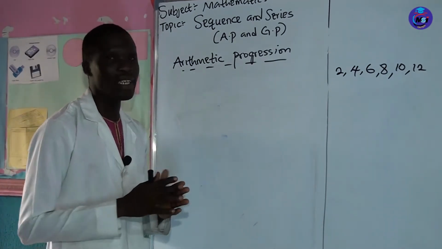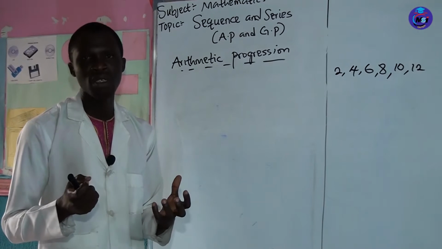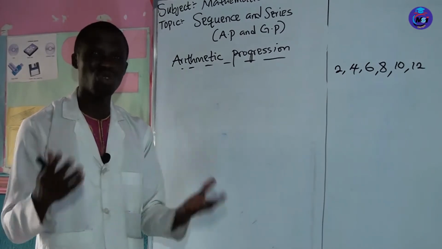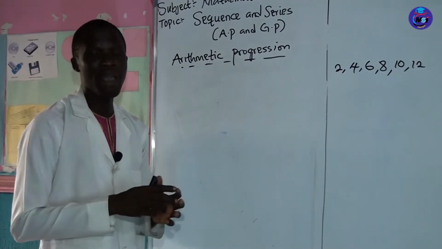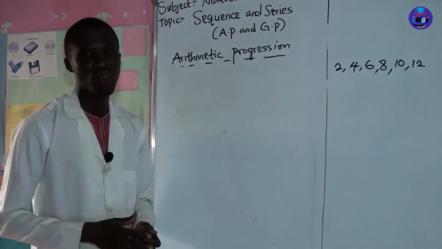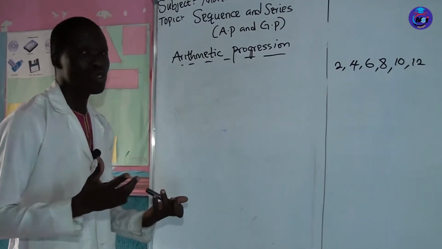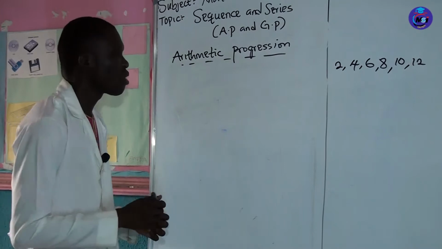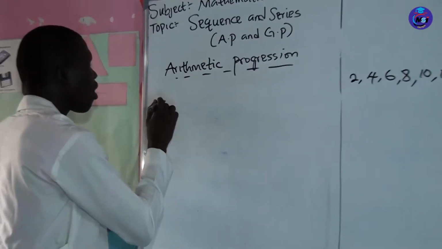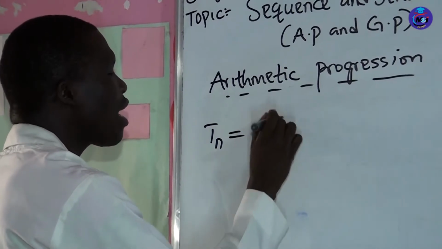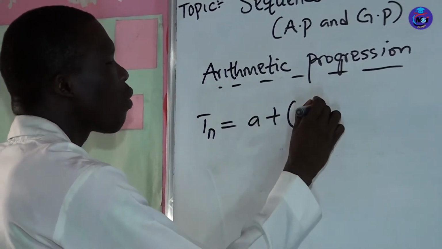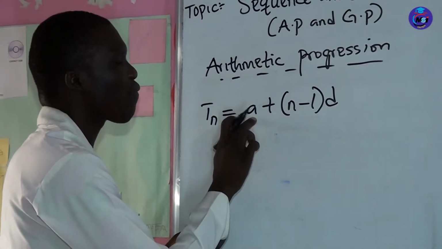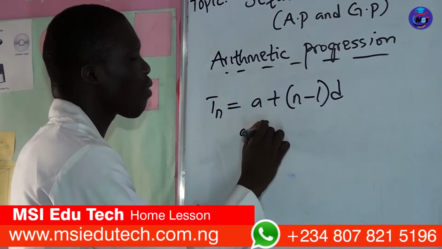Now, in this topic, you need not cram. We are going to use some formulas that you might see as strange, but if you pay attention, you will discover that you can derive these formulas. I want to expose you to some of the formulas we use in arithmetic progression. The first one is Tn equals a plus (n minus 1)d. Now, I want to tell you the meaning of a. a is called the first term.